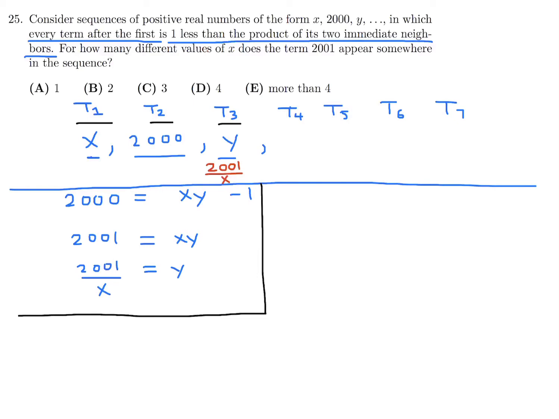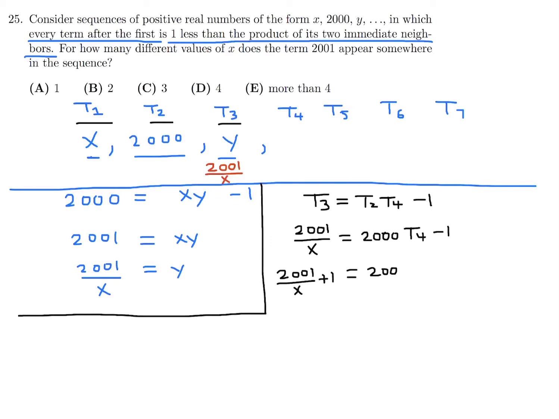Well, according to our formula, every time you have a term like T3, it's equal to one less than the product of its two neighbors. So its two neighbors are T2 and T4. That means T3, which we already figured out is 2001 over x, is equal to T2, which is 2000, times T4, minus 1. So do a little bit of algebra here, and you're going to get 2001 over x plus 1 is equal to 2000 T4.